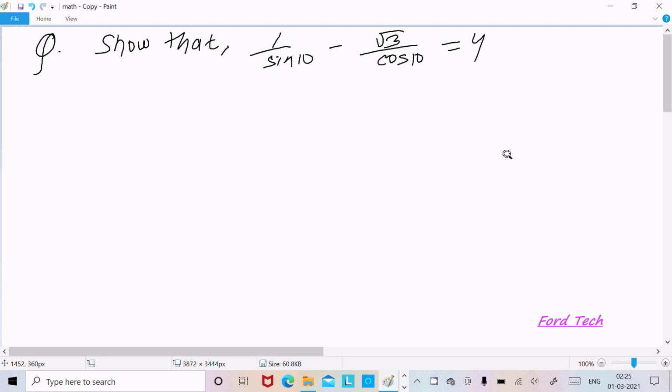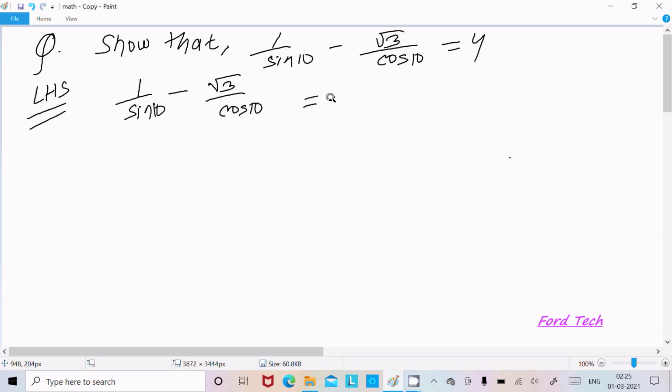Friend, in this video lecture, I'm going to prove that 1/sin 10 minus root 3/cos 10 is equal to 4. So here I'm going to take the LHS, that is the left hand side: 1/sin 10 minus root 3/cos 10. First I'm going to take the LCM of these two.